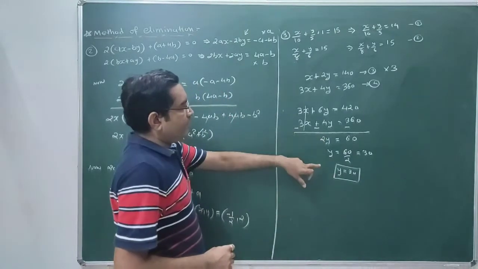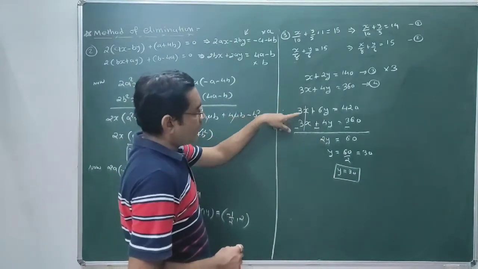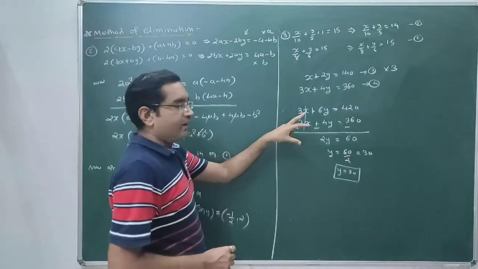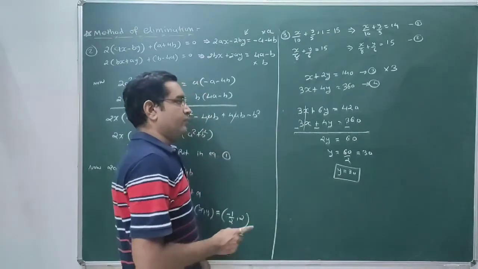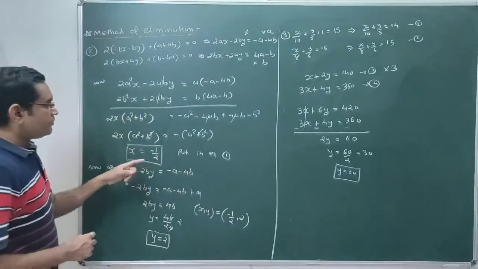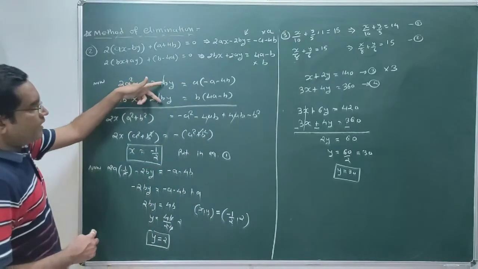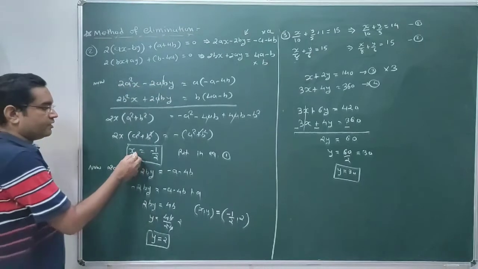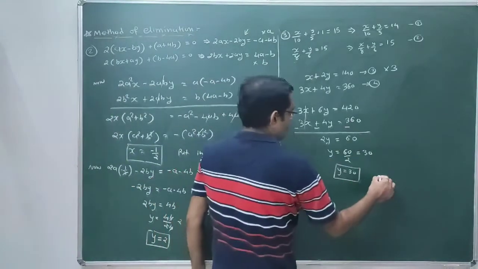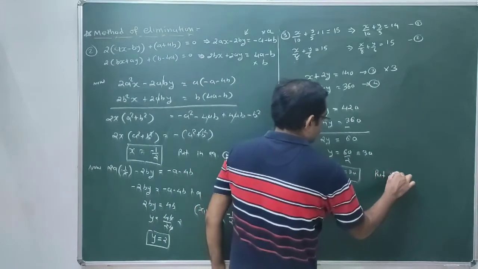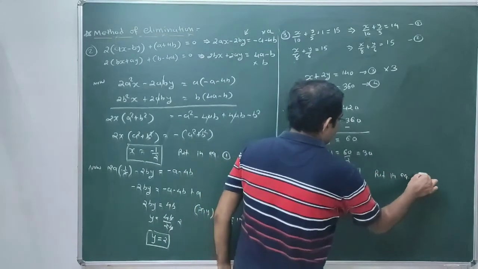Here we have selected variable x for the elimination. So after eliminating the variable x, we are getting the linear equation in terms of variable y. In this case, we have eliminated our variable y, so we are getting one linear equation in terms of variable x. So put this value of y in equation number 3.